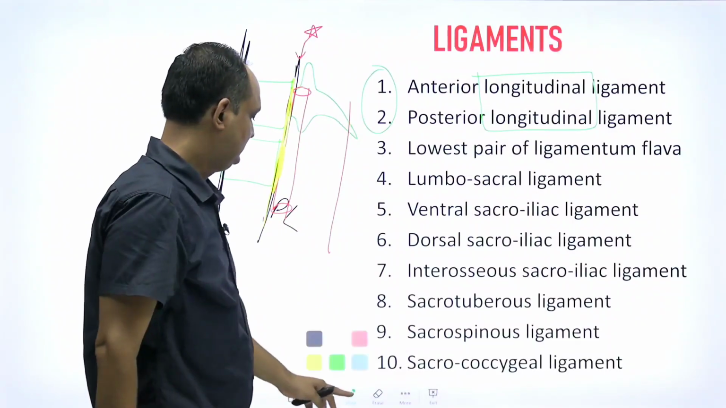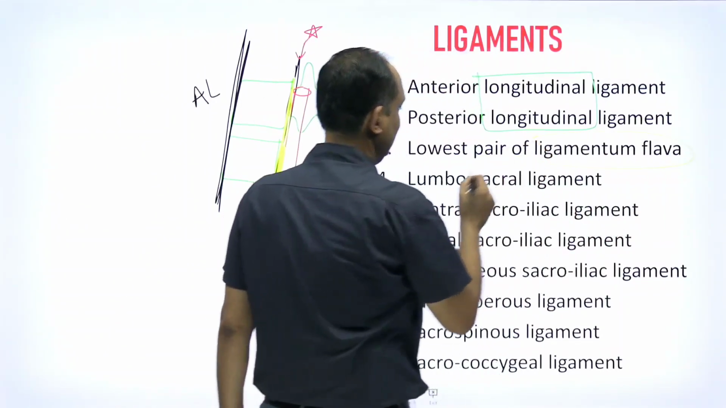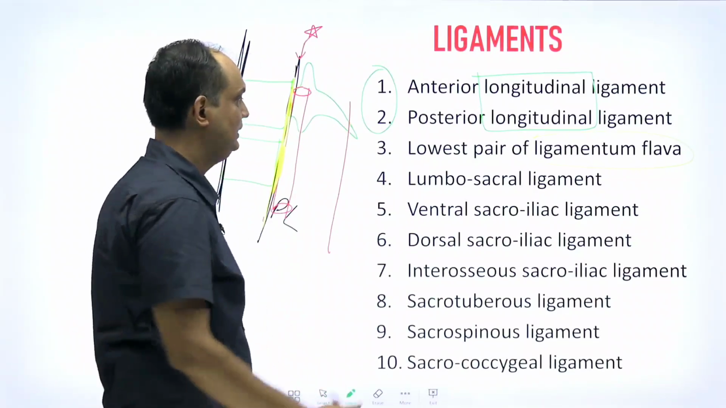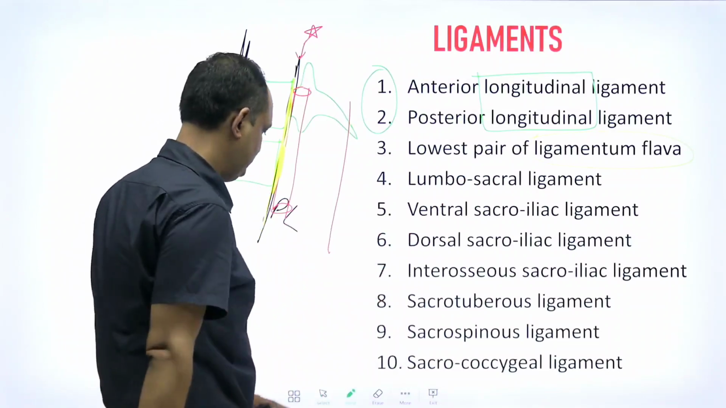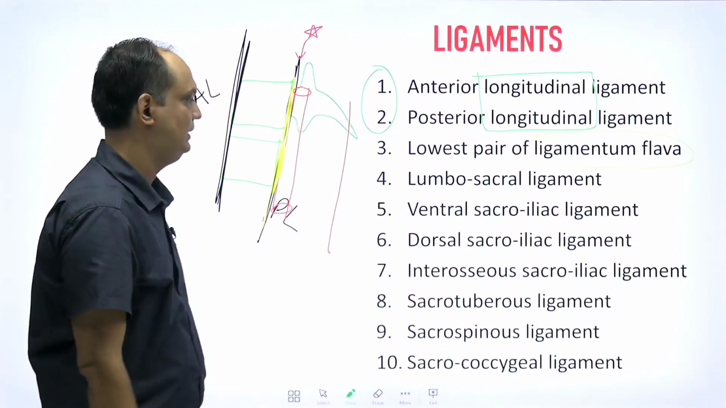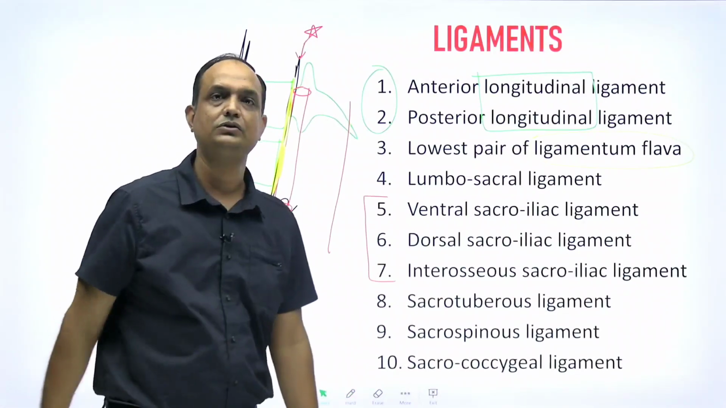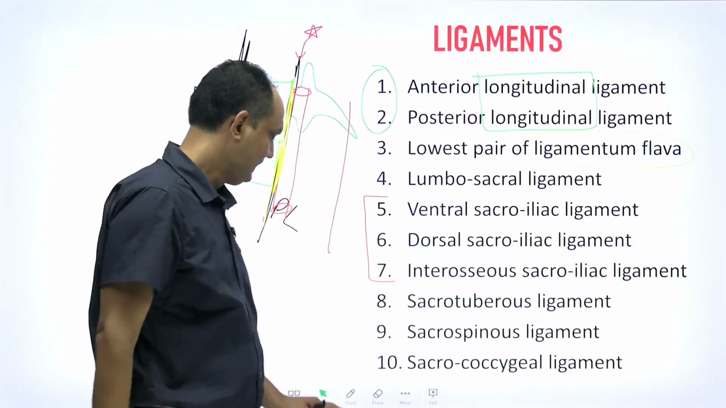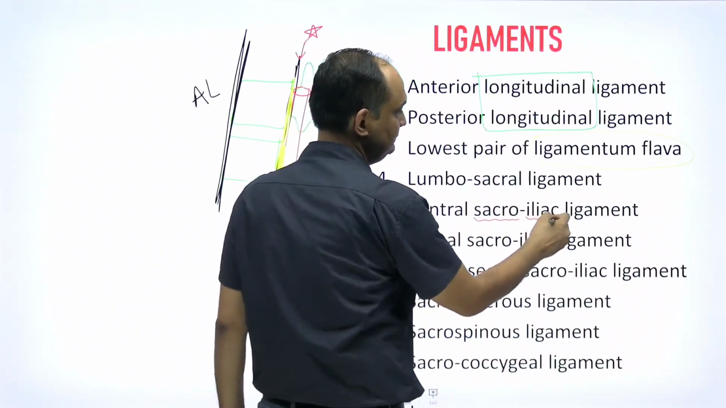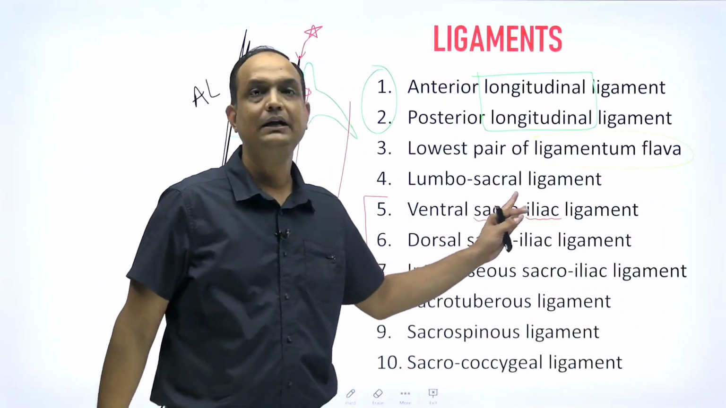Then the next ligament is the ligamentum flavum. Then you will have the ligaments which connect the sacrum to the adjacent bones, like the lumbosacral ligament. Then you will have the sacroiliac ligament. Now there are three sacroiliac ligaments: the ventral, dorsal and interosseous sacroiliac ligaments. As the name itself suggests, it is a ligament between the sacrum and ilium.